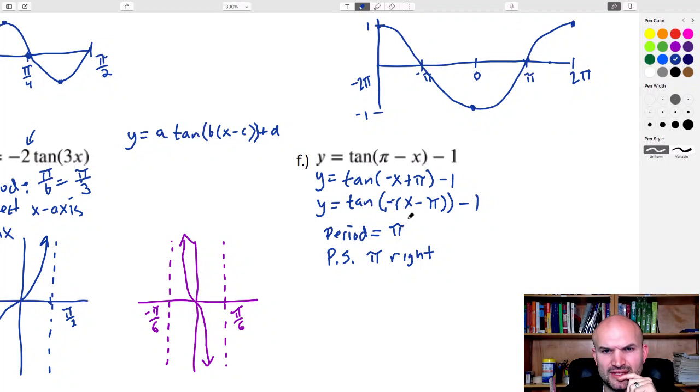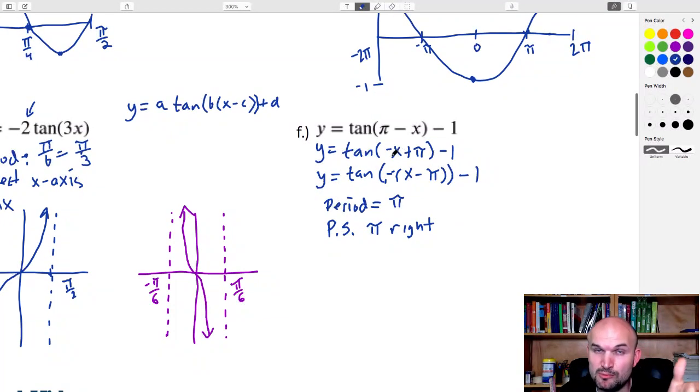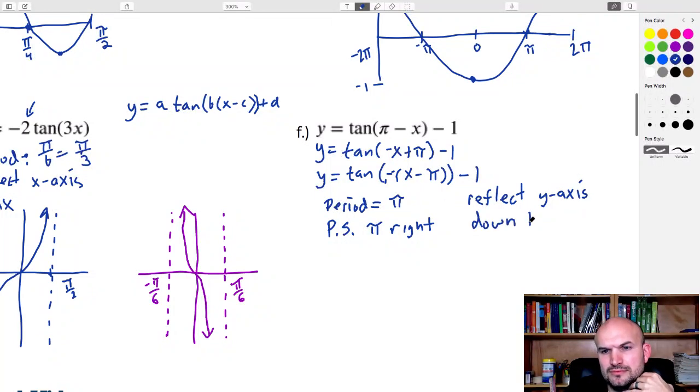And then we also have a reflection about the y-axis because we're multiplying by a negative inside. So we reflect about the y-axis, and then we're actually going down one as well. All right, so a lot is going on right now. Our period is pi, and we're also moving pi to the right, and then we're reflecting about the y-axis and going down one.